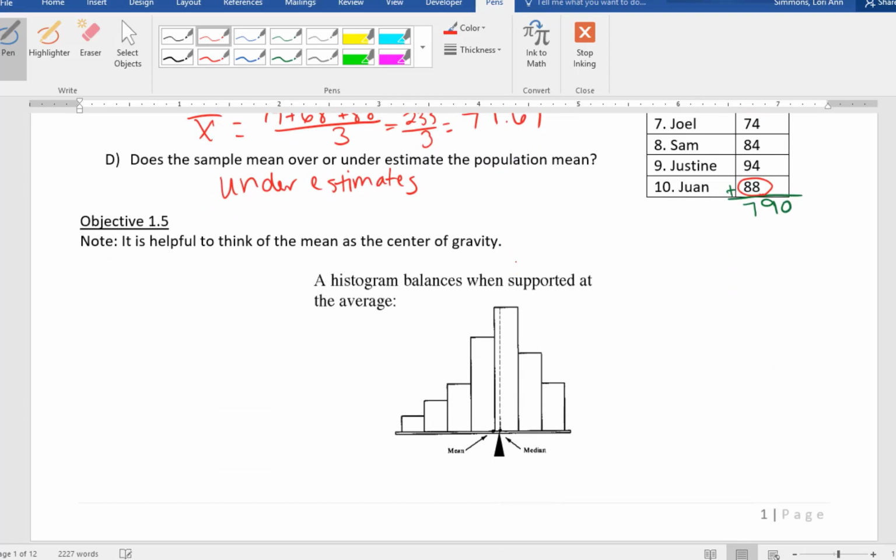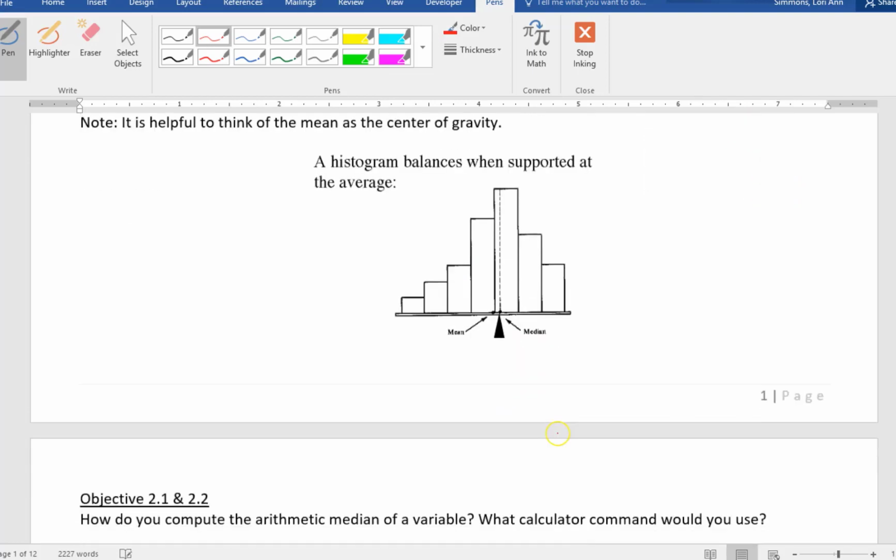As we continue with this, just think of the mean as the center of gravity. The histogram balances when supported at the average. You can also think of this as the fulcrum point. So in this case, the mean for this skewed left data would be the fulcrum point, or the center of gravity.